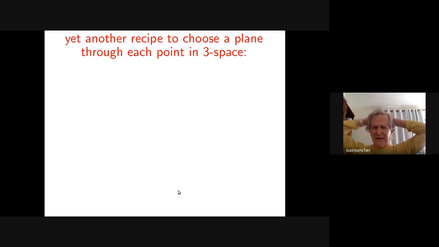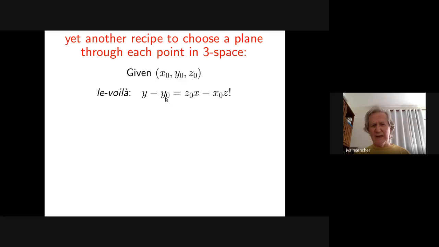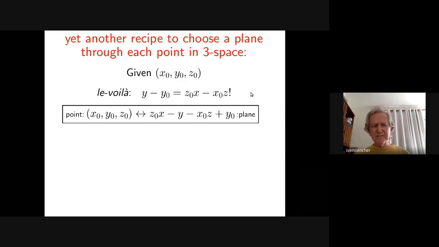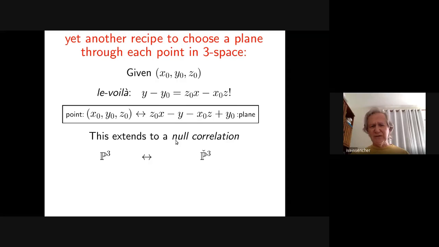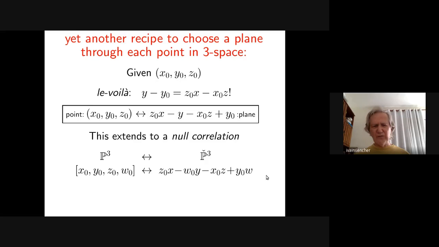So let me draw now another recipe to choose a plane through each point in 3-space. It's as simple as possible. Given a point, say in affine coordinates, you take the equation of the plane as y minus y naught, z naught x minus x naught z. Of course, this point is on this plane. Okay? So you make a correspondence, point, plane, and the point lies on the plane. Correspondence between points and hypersurfaces such that the point lies on the hypersurface. So that's a linear null correlation. In homogeneous coordinates, you take this point here in 3-space, and associate this plane, which obviously passes through the point.